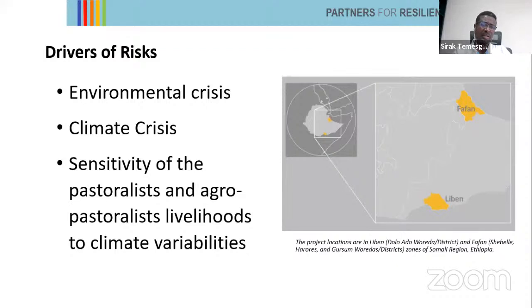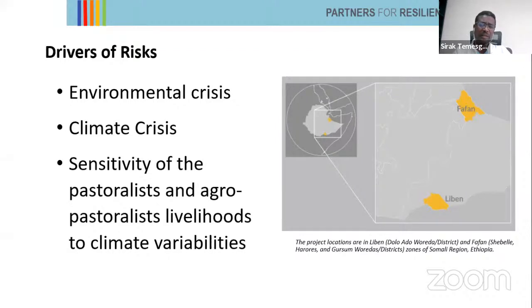which have been repeatedly affected by environmental crisis. The second driver is the climate crisis. There is also research conducted by IFRC and another partner, which indicated that around 20 million people are being displaced or affected by climate-induced crisis. And as already mentioned earlier, the severity of drought and flooding, and also the frequency, have been increasing. So that becomes another critical driver of risk in this region.